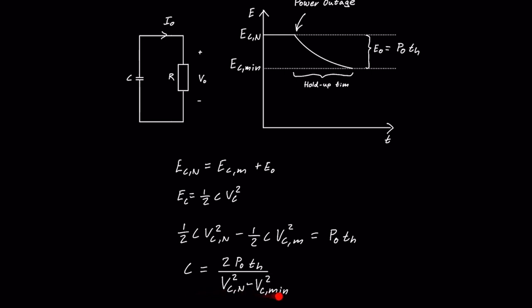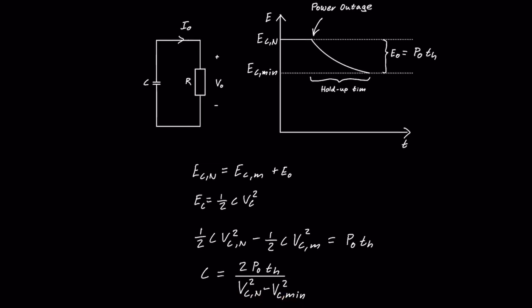So this will be the equation that you use to find the capacitance. So you can see from this equation that in order to get a higher holdup time, you need to increase the capacitance, which makes sense, right? So if you want a very big holdup time, you need a big capacitance. But the size of that capacitor would be really big, so it's not that power dense.